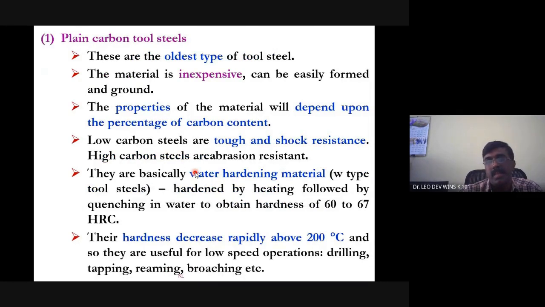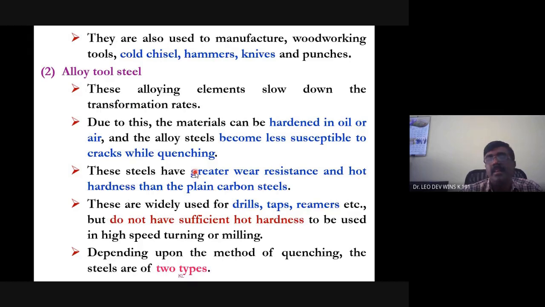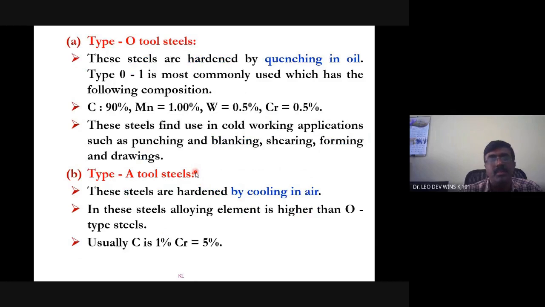That is, plain carbon tool steel. Plain carbon tool steel will have only carbon and ferrous elements, so we are combining only two elements in the case of plain carbon steel. But alloy tool steel will have both of these two materials, ferrous material as well as carbon. Apart from these two, there will be other alloying elements. We are going to see that.